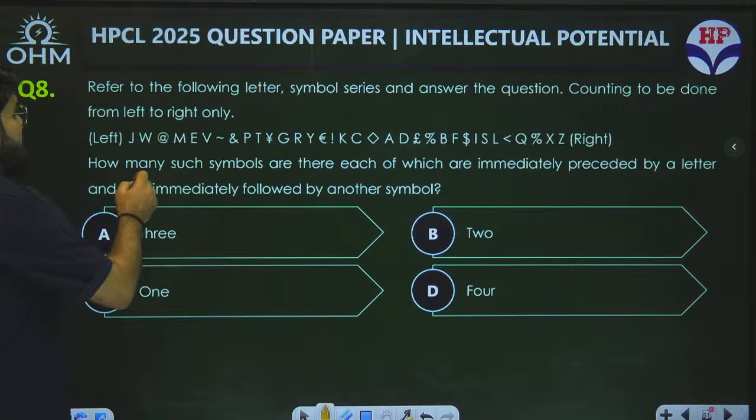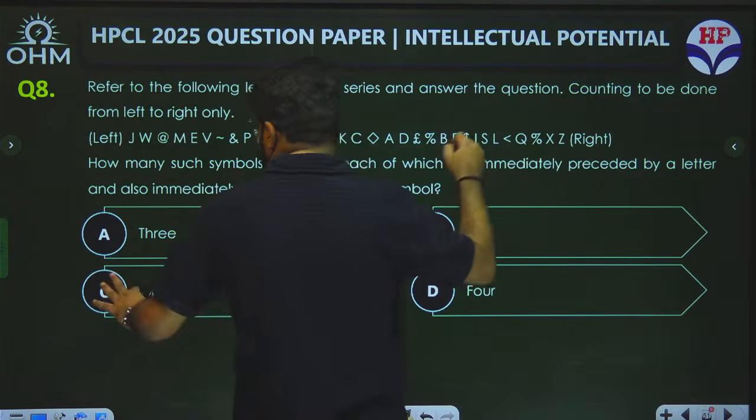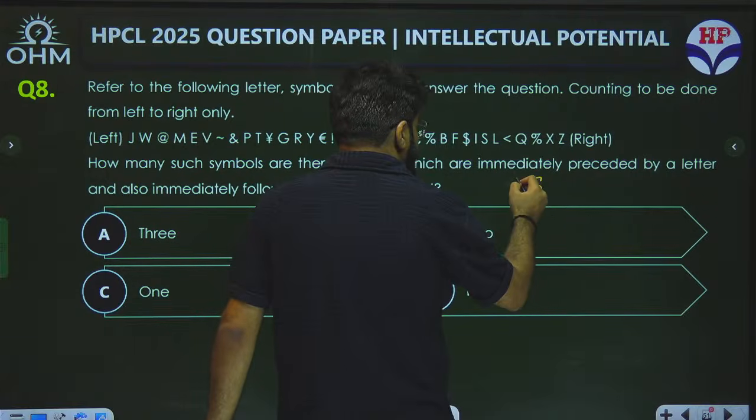Okay, how many such symbols are there, each of which is immediately preceded by a letter. Okay, so now the symbol has to be preceded by a letter.